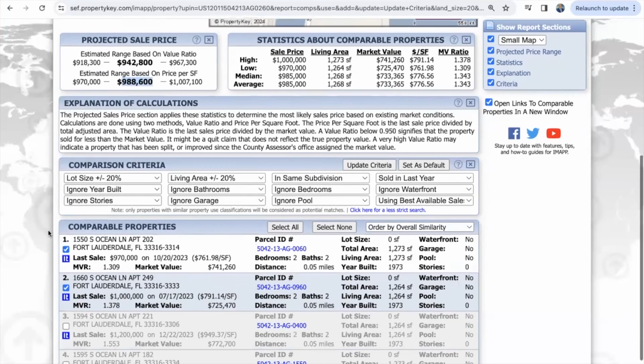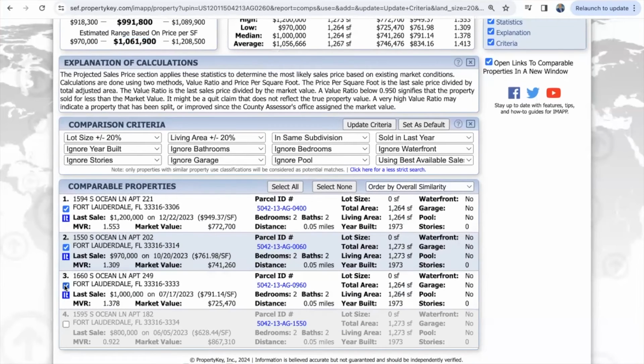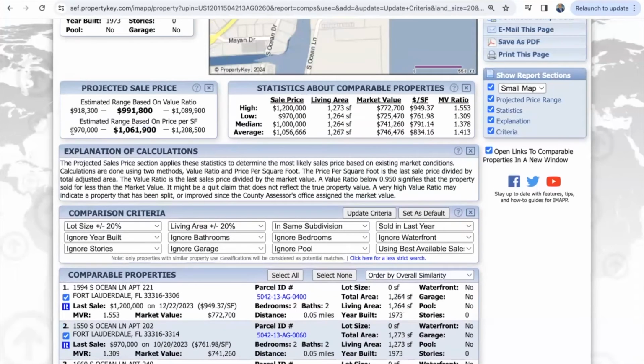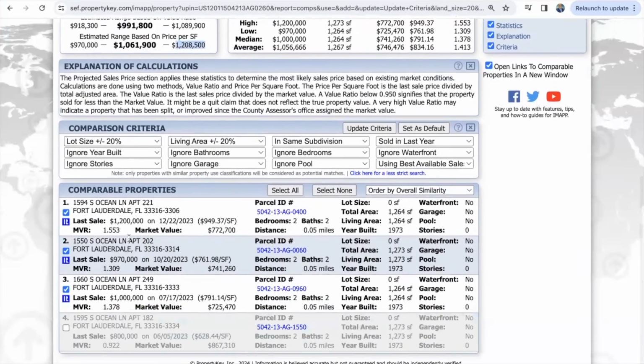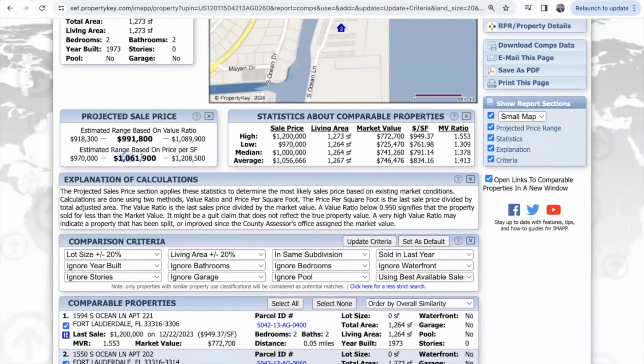Now, of course, if you're representing the seller and the seller says, well, my property is superior to all of these, then you don't remove the top one. You remove the lowest priced one. And now you're presenting 970 to 1.2. So 1.2 being the highest based on what sold. Okay, so you can pretty much start from 1,061,000 to 1.2.